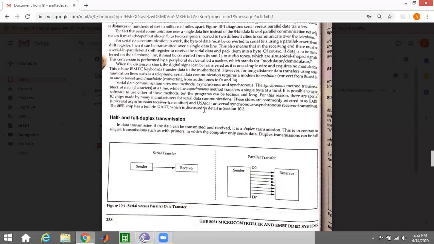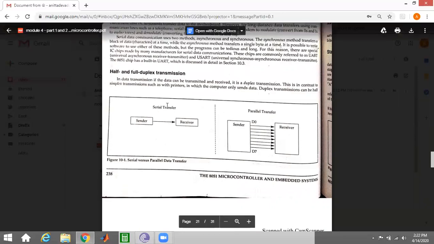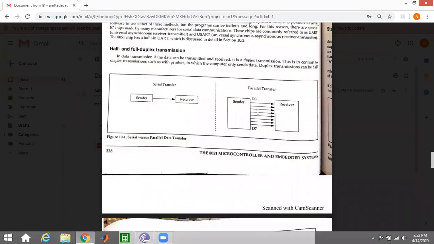Now in this diagram, there are two parts, half and full duplex communication. And in that also we have two types of transfer. The first type is serial data transfer, and the second type is parallel data transfer.